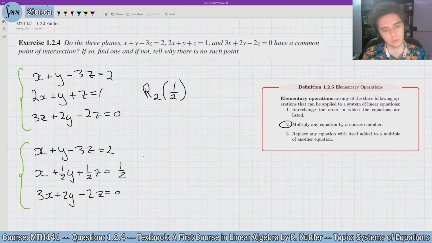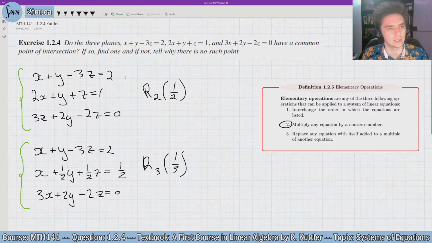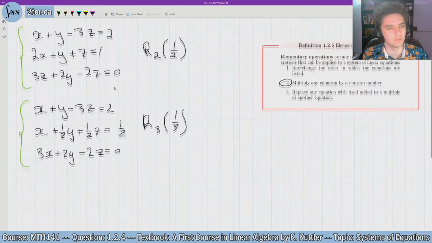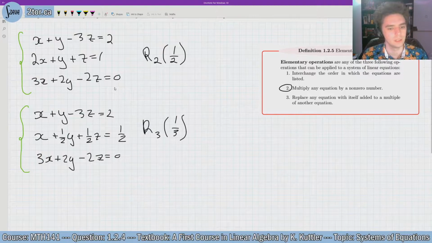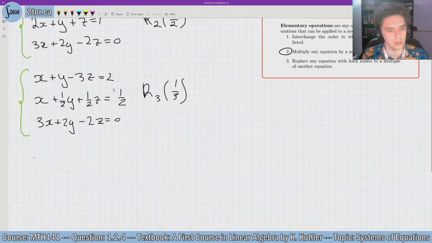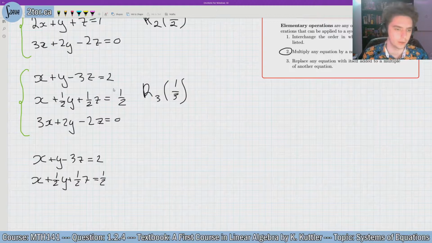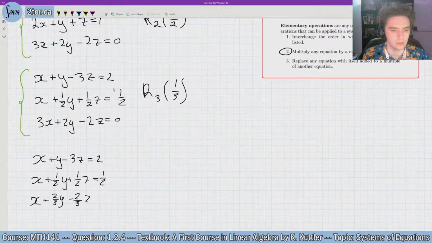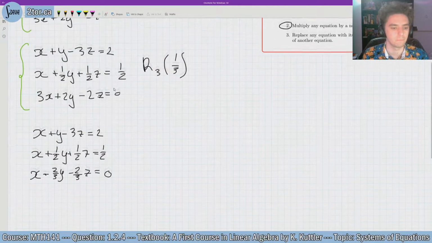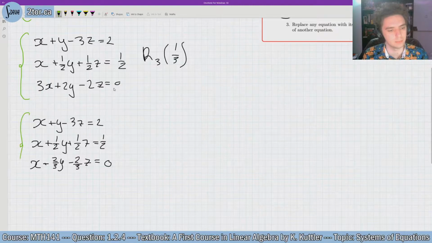Okay, now I'm going to do row 3 times a third, because that's going to get rid of that coefficient on the x term there. Generally you multiply by 1 over whatever's on the x term, whatever number you want to get rid of. So in our new system, equations 1 and 2 aren't changing. x plus y minus 3z equals 2 isn't changing. x plus a half y plus a half z equals a half isn't changing. And now multiply the last equation by a third. 3 times a third is 1, so it's just going to be x plus 2 times a third, which is 2/3, minus 2 times a third, which is minus 2/3, and 0 times a third is 0. And these three equations also form a system.